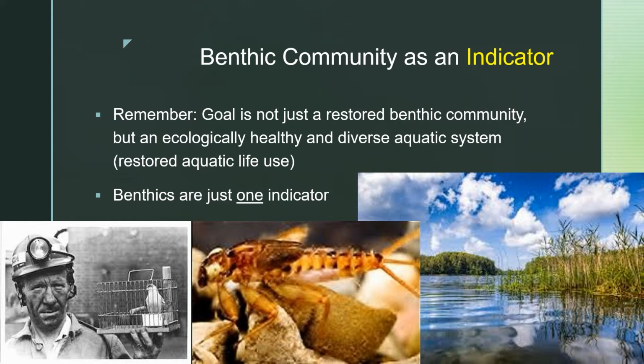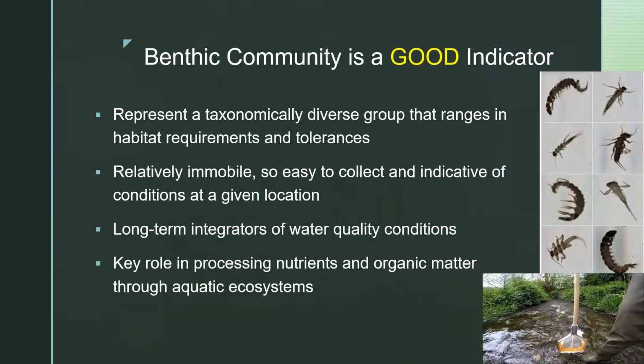So with that said, benthics are just one indicator, and they're actually a very good indicator. Many of you in your presentations for TMDLs cover much of this information. Why do we use the benthic community? Well, it's taxonomically diverse. It's got all sorts of different organisms and they're found in one place. They don't move around a lot, so they're easy to collect. They also integrate water quality conditions over a long time. They've got some key roles in the ecosystem, and all of those characteristics make them really good indicators.